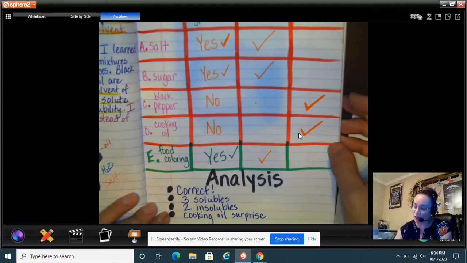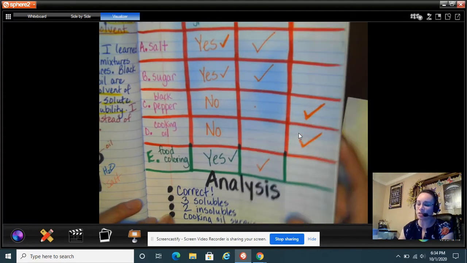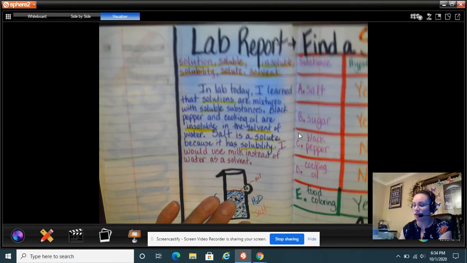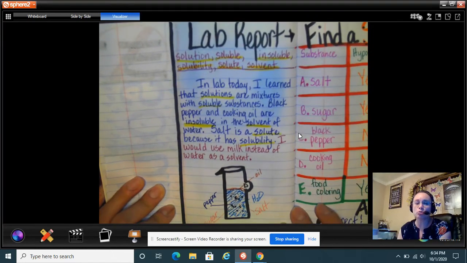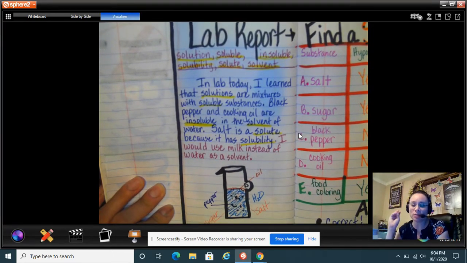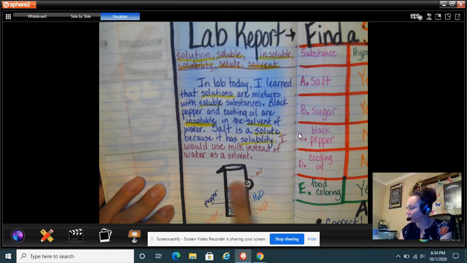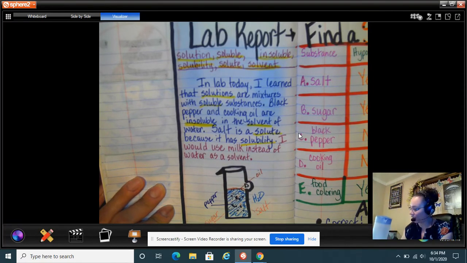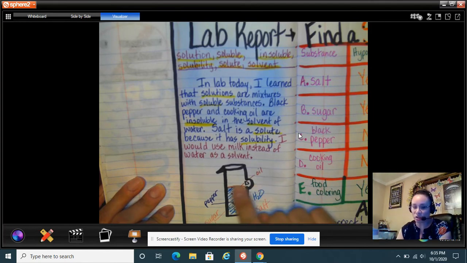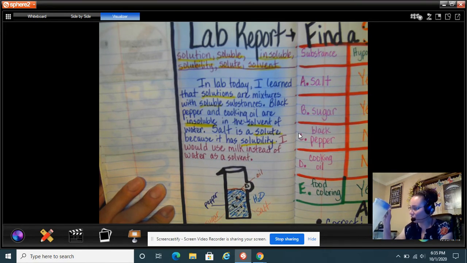Once you're finished analyzing your data table, on the left side you have a lab report. Here's the lab report that I wrote, and I also drew a picture just so that my brain doesn't forget what it looked like for me. The oil still rose to the top because it is less dense than water. So you could actually see the layers of oil and water. Sometimes there's even pepper. It's fascinating to see once you're done. Look at the density part of your experiment. You can copy my paragraph or you can write your own.